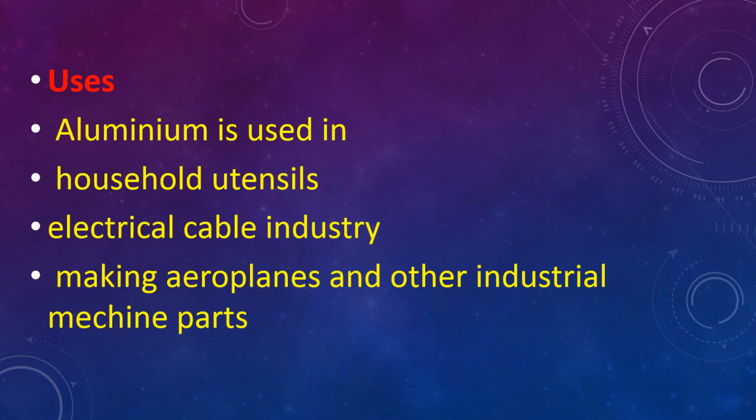Uses of aluminium: household utensils, electrical cables in industry, making aeroplanes and other industrial machine parts. Why especially aeroplanes? Because aluminium is a lightweight material. For industrial machine parts, instead of stainless steel, we use aluminium.